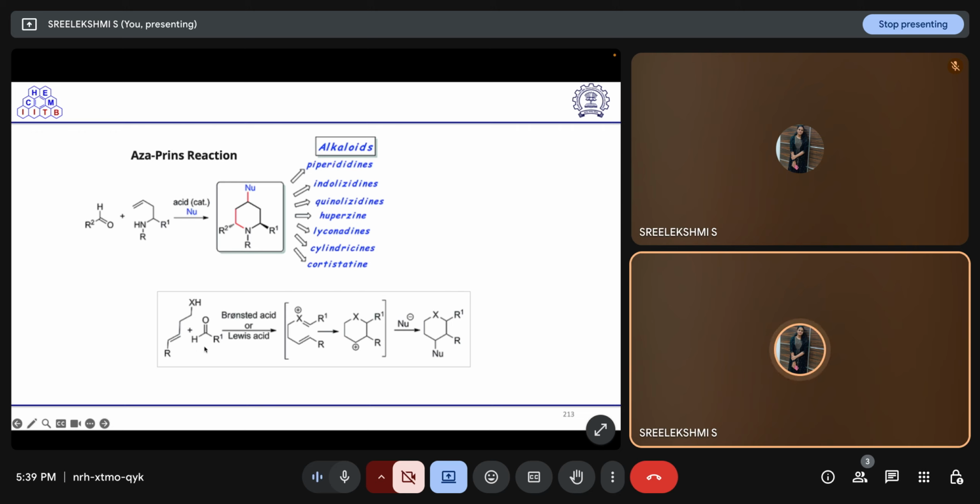So if this is NH, first that iminium ion will form, then that cyclization is happening to form this carbocation, and then nucleophile will attack, and that will give the Aza-Prins reaction. So this Aza comes from this nitrogen, that is responsible for the formation of this iminium ion.